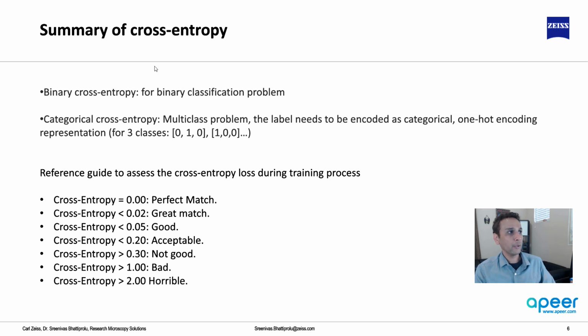So a quick reference guide when you're using cross entropy: anything less than 0.05 or 0.2 is acceptable. It's a good value. But any loss greater than 0.3 cross entropy loss is not good. And if you're getting something close to 2 or so, you're like, okay, that's pretty horrible. This is just a rule of thumb.